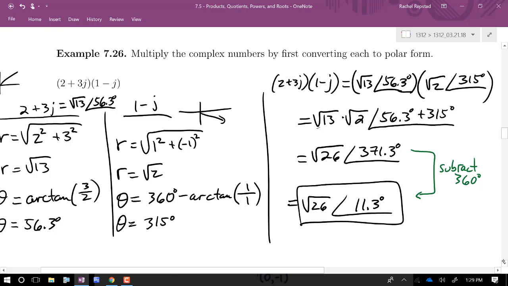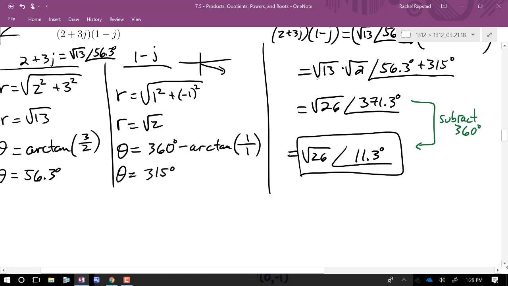You can check this and convince yourself that this gives us an accurate result. You could find the rectangular form using the cosine and sine functions here, right? The way we convert from polar to rectangular. And what you get should be equal to, at least very, very close to, because we did have to do some rounding with the angle, what you would get if you FOILed out the product in the rectangular form.